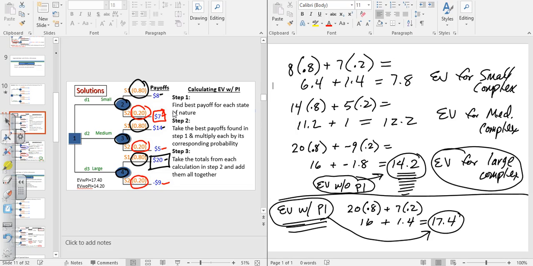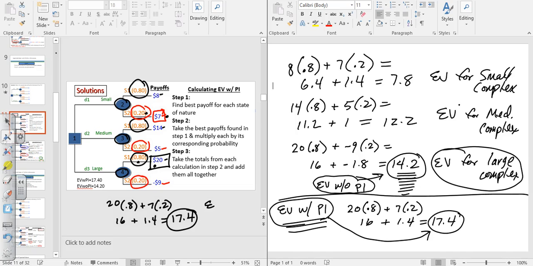So to make the calculation, we are going to choose exactly what we just looked for. And that's going to be the 20 times the 0.8, right? 20 and 0.8. And we're going to take the 7 and the 0.2. That gets us 16 plus 1.4 is 17.4.